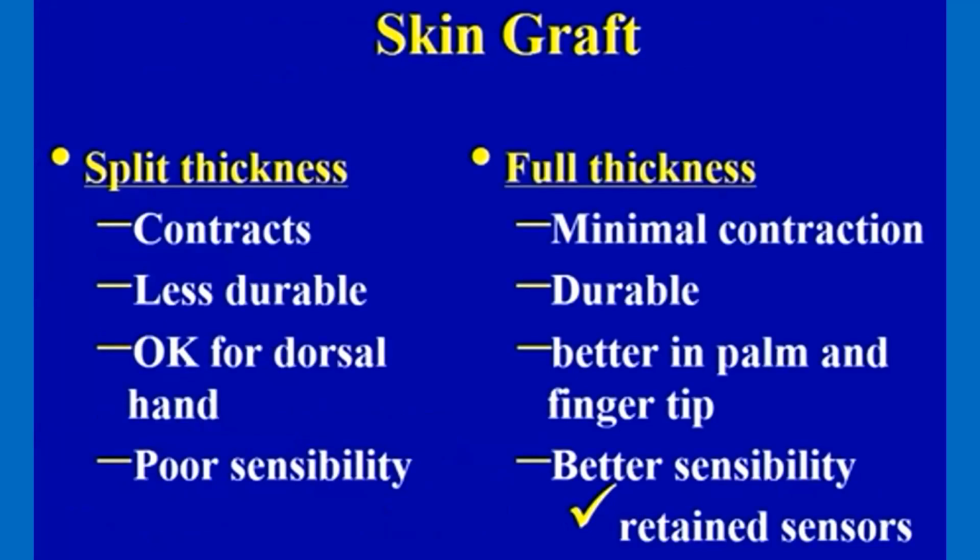The split graft usually contracts. It's less durable. It's okay for the dorsal hand. It has poor sensitivity, while full thickness grafts have minimal contraction. They're durable. They're better in the palm and fingertip.